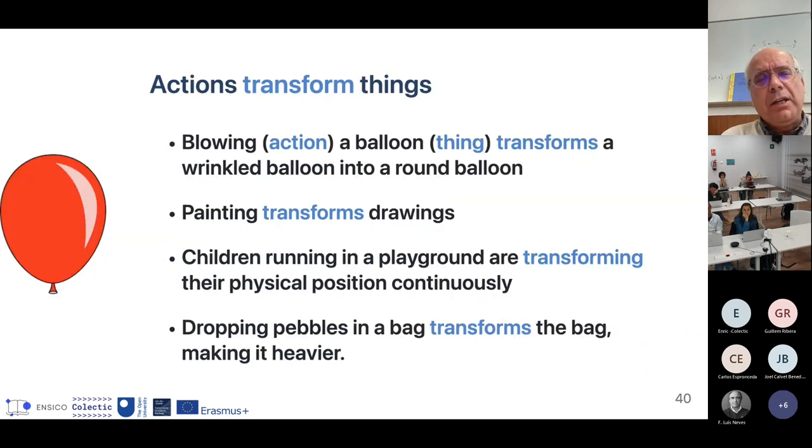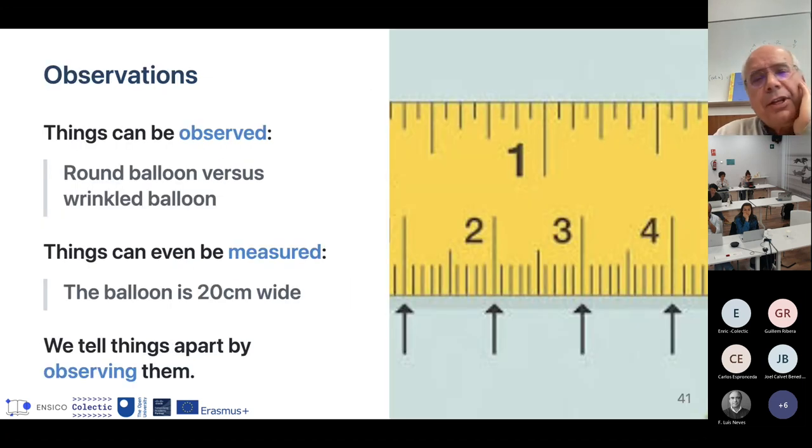Actions transform things. For instance, if you blow a balloon, which is an action, then it transforms. It gets round. If you start painting a drawing, the drawing is transformed into a new drawing, which now has colors in it. When children run in a playground, they are transforming their physical position all the time. If you have a GPS, for instance, now we know that football players have electronic devices that are continuously recording their position in the field. And so we are always transforming these coordinates. If we drop pebbles in a bag, it gets transformed because it gets heavier, because it now has pebbles inside. So actions transform things. Also, things can be observed.